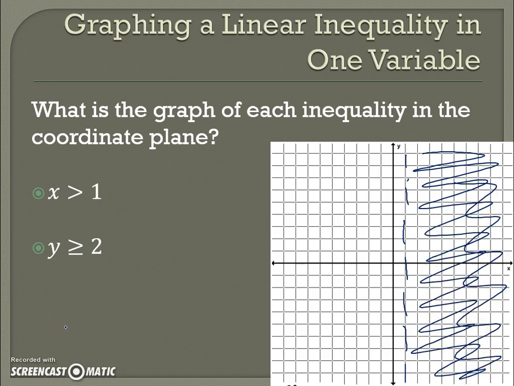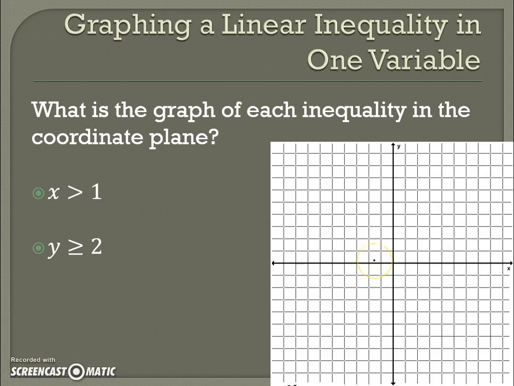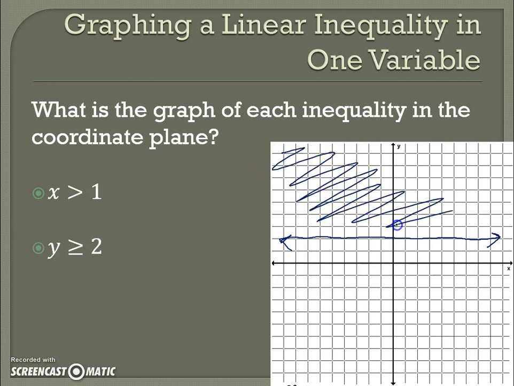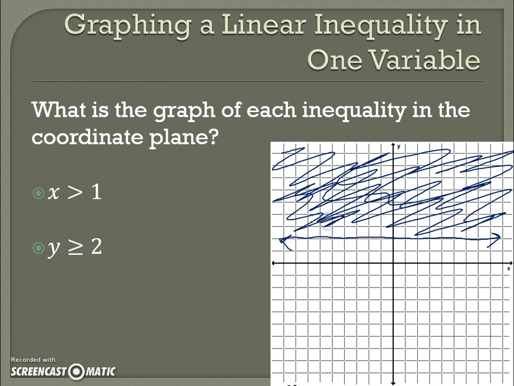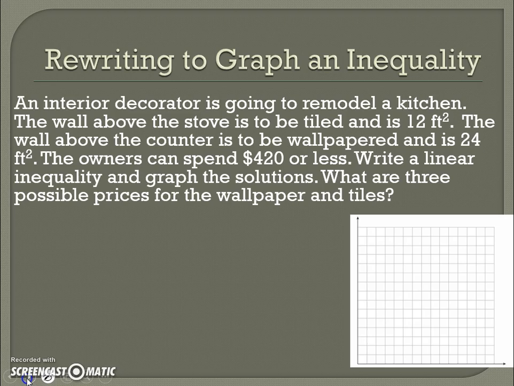For y is greater than or equal to 2, it's similar, except this one's going to be a horizontal line, and it's a solid line, because this is underlined. It says all the y values that are greater than or equal to 2, which are going to be all these. So you just shade that in. All right, so that's how you do these. These are pretty intuitive. I don't think you'll have any issue with those. Let's keep moving here. All right, rewriting to graph an inequality.